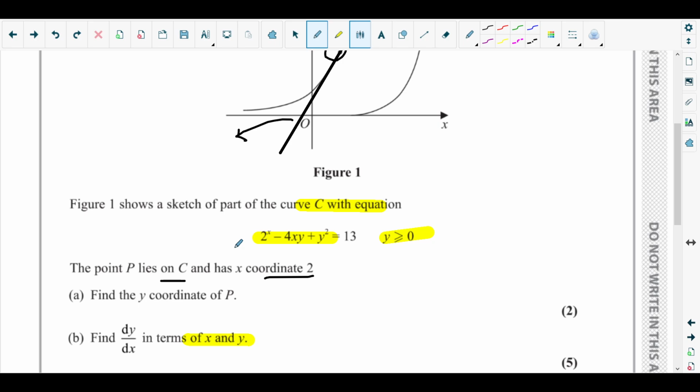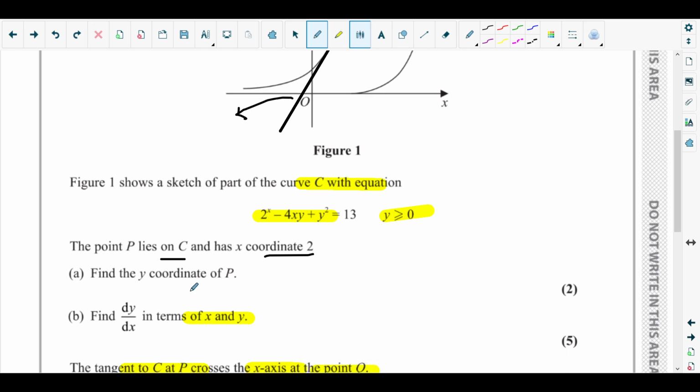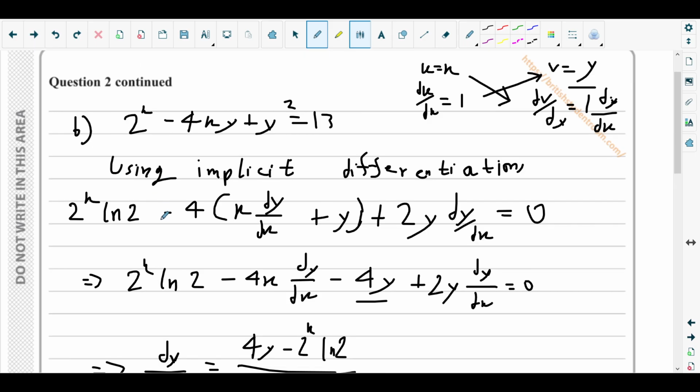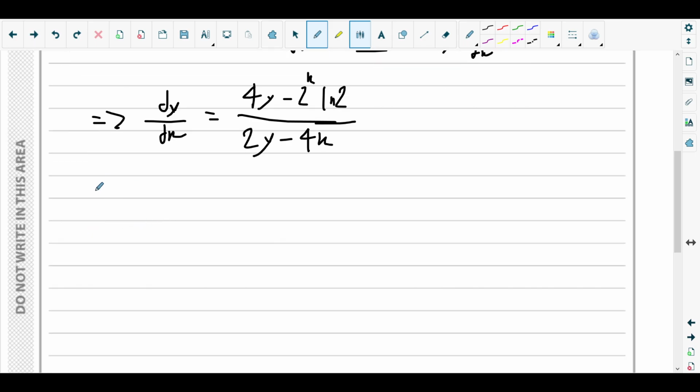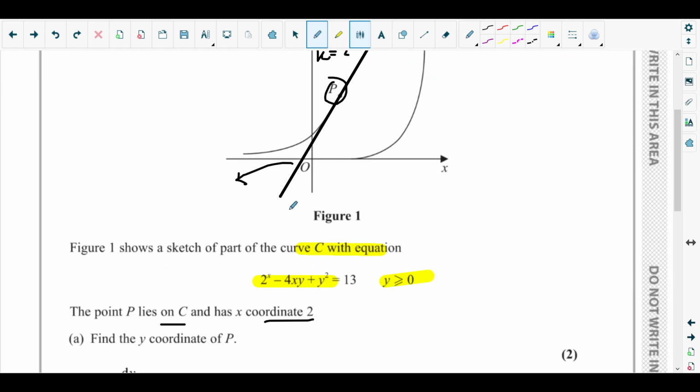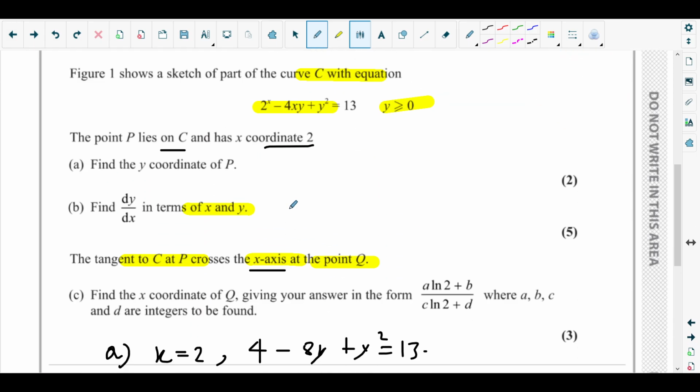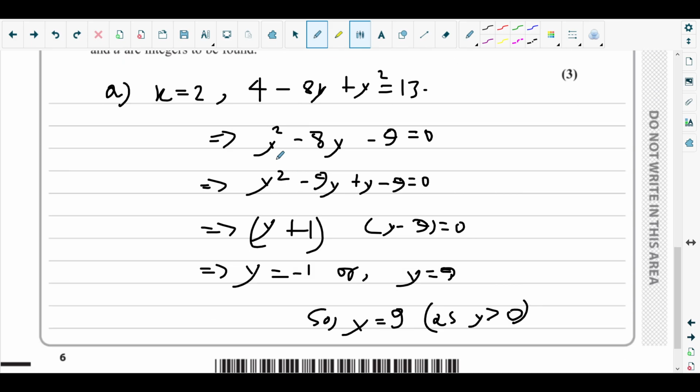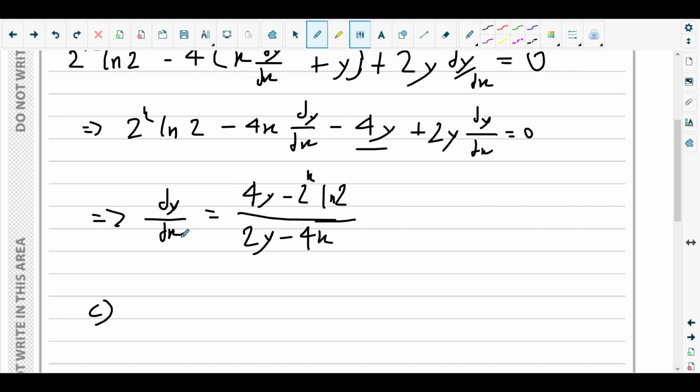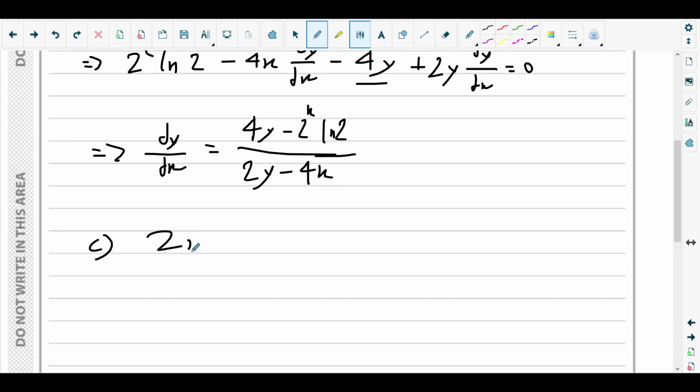That means if you get the gradient of the curve, basically you are getting the gradient of the tangent. That's it. So let's find out the gradient of the curve at point P. That would be the gradient of the what? Tangent, isn't it? So we know the coordinates of point P, which is x equals 2 and y equals 9, isn't it? So at x = 2, the value for y is what? 9.